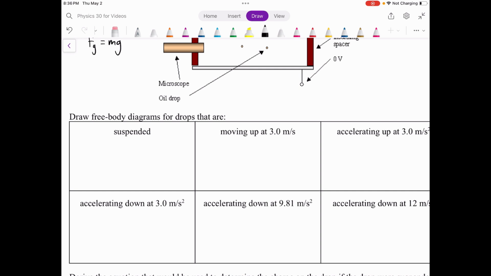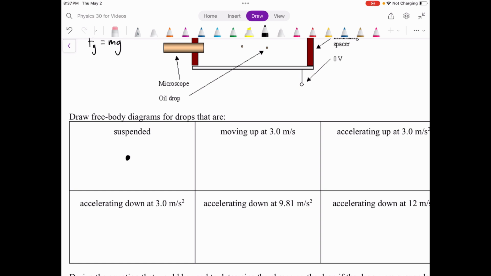It wants us to draw free body diagrams for drops that are, first up, suspended. So remember, a free body diagram just takes some object that forces are acting on and simplifies it down to a point. So we can really just focus in on the forces. Okay, now remember, do forces make objects move? Not quite. Unbalanced forces make objects change how they're moving, right? A net force doesn't necessarily make an object move. It makes it accelerate, okay?